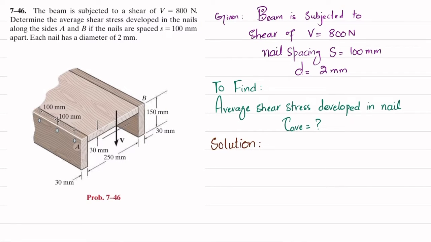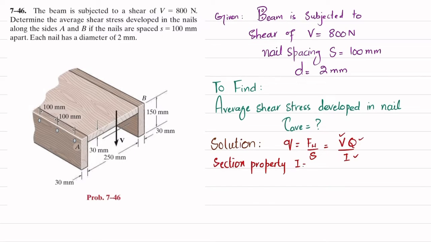We know that shear flow is equal to the horizontal shear force per unit length, which is the spacing, and that shear flow is also equal to V into Q divided by I. So we have V, but we do not have Q, we do not have I. So we'll first find I, which is the section property.